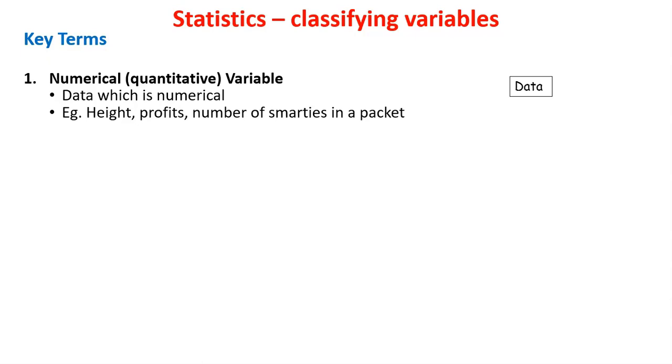Okay, there's both types of data. One is with a number, one is without numbers. In this case, we're talking about numerical. So we have height, profits, maybe if it's a company, a number of Smarties in a packet, all those sort of things. That's something that we would actually count that would have numbers associated with it. So that's our first type of data.